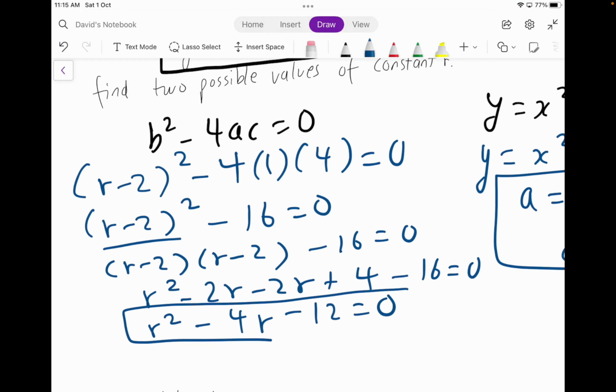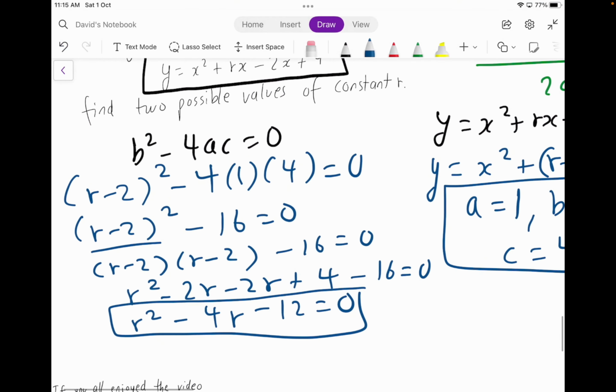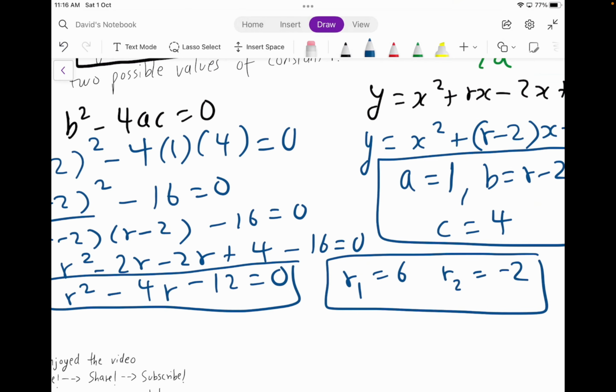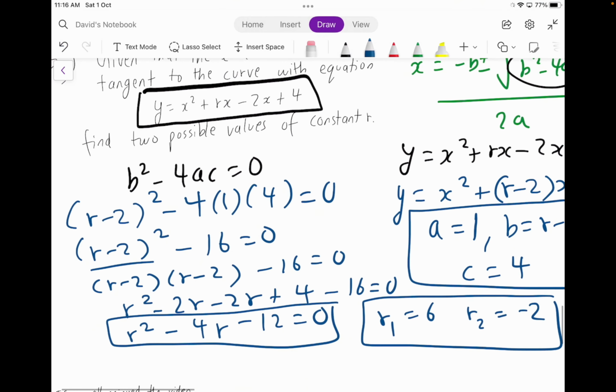Now you're going to use this equation and find out the value of r by just factorizing. So you're going to apply the same process of factorization of ax squared plus bx plus c in this equation. So you have 1, minus 4, minus 12. You're going to get a value of r1 to be 6 and r2 to be minus 2. These are going to be your two values for r. They have equal roots, so this is to find the two possible values of constant r. So it's going to be 6 and or minus 2.